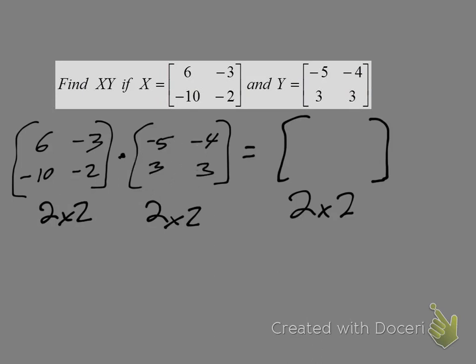Wait, how did you get a 2 by 2? Your inside numbers are the same. Your outside numbers are 2 and 2. Where did you get that from? The 2 by 2? This one here? Oh, okay.